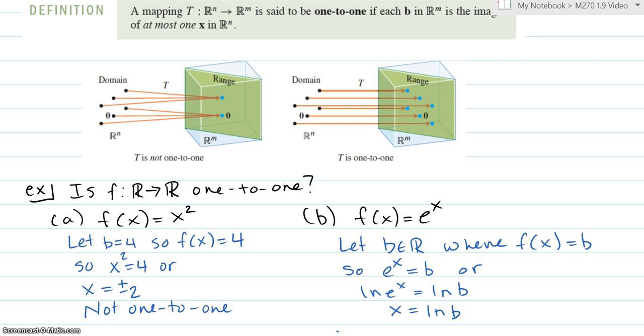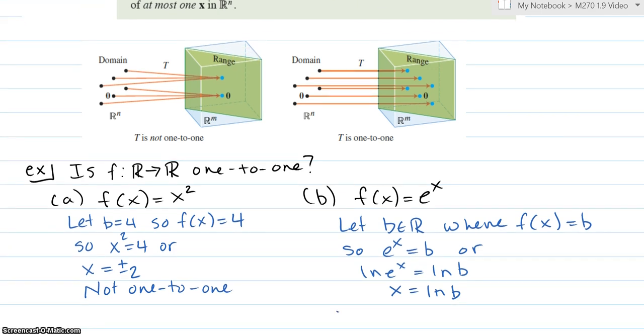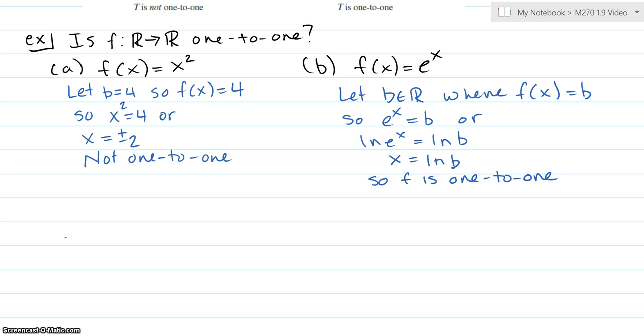x has a single value. By the way, if b is bigger than 0, then there is one solution. I realize if b is less than 0, there's no solution. That would be something that would be in the codomain but not in the range. That's okay, because the definition says for each b that is in the image. So that one just would not be in the image. So it is one-to-one. So let's go ahead and graph these.